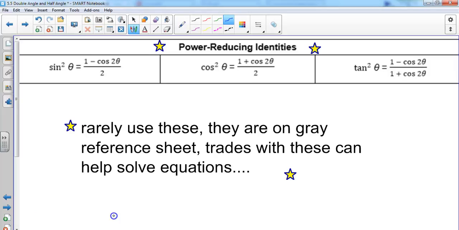The next section on the notes is called the power reducing identities, or actually, I don't know if it's up at the top somewhere, but you have these identities. Can you find these on your unit circle sheet, on your gray sheet? They are on there. They are in the lower right-hand corner. The very bottom right-hand corner. Do you see them down there?